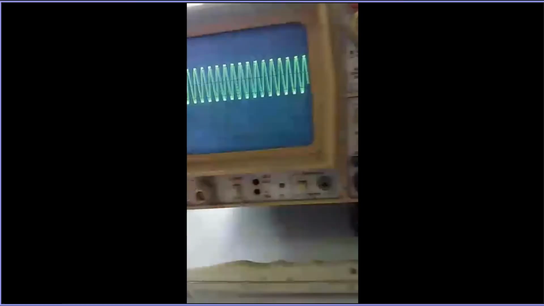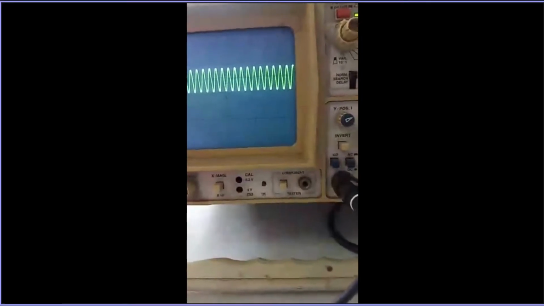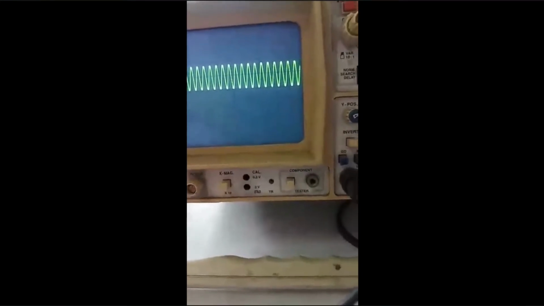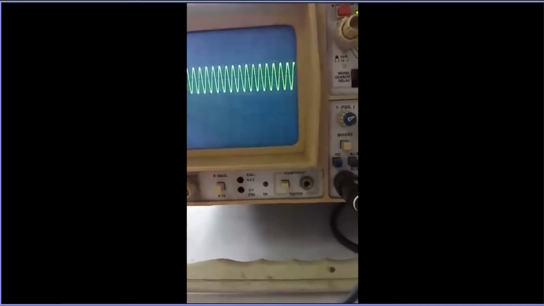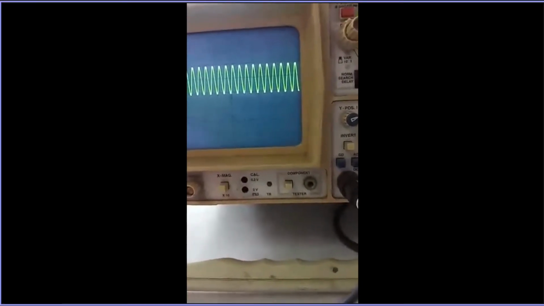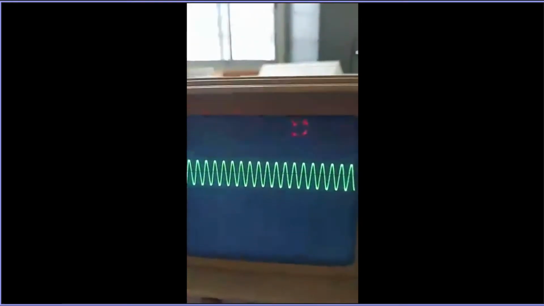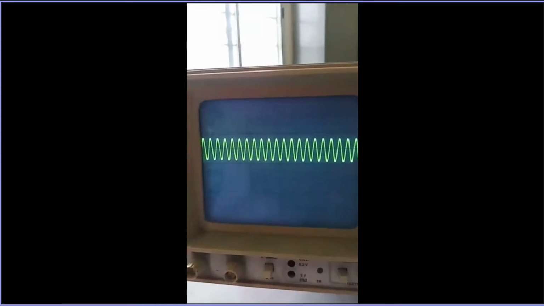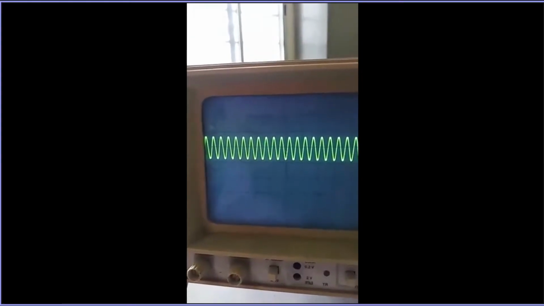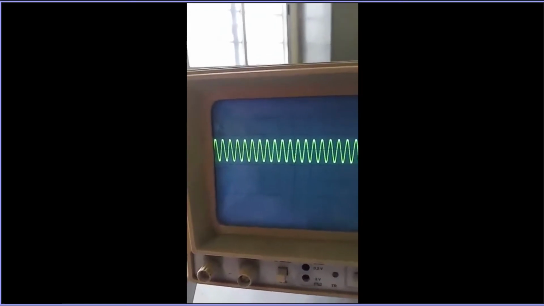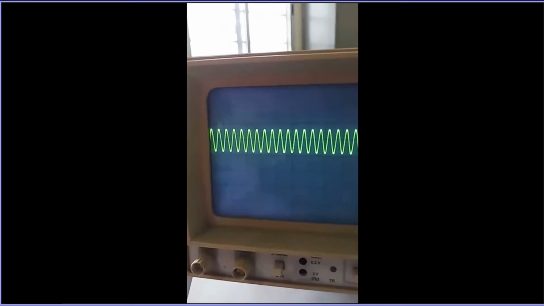10 kilohertz now we'll check. So 10 kilohertz second order लगा दीजिए. So this is the 10 kilohertz second order. You can see in the second order also you can easily see the change. Previously it was covering 2 blocks. Now it is covering nearly 1.5 blocks.